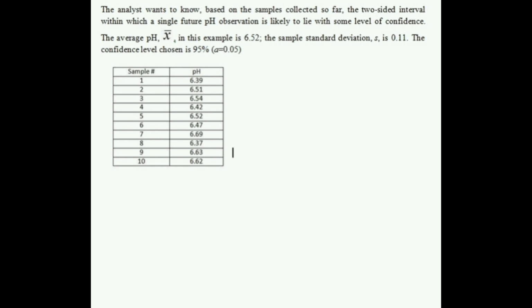On this problem, we use a new formula, which we will see. The formula is x bar plus minus t sub 1 minus alpha over 2, n minus 1, times S, which is the standard deviation, times the square root of 1 plus 1 over n.